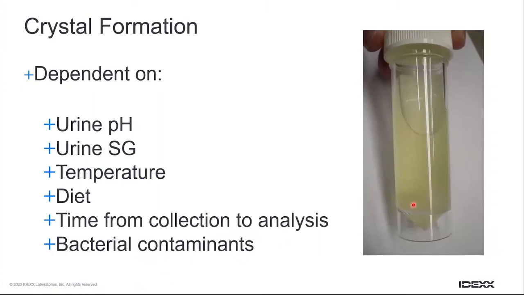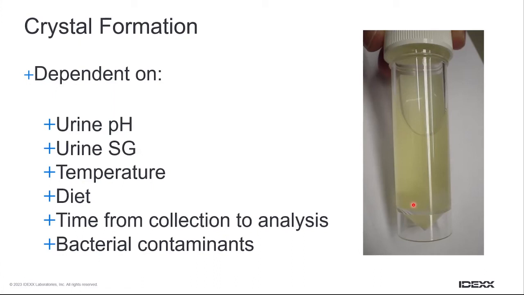So what is responsible for crystal formation? Well, it's dependent on a whole variety of different factors. So urine pH will determine whether certain crystals dissolve or precipitate. Urine-specific gravity plays a role. The temperature of the urine plays a role. The animal's diet, the time from collection to analysis, which should be as short as possible. I've harped on about that so often so far today. And also whether there's any bacterial contaminants.